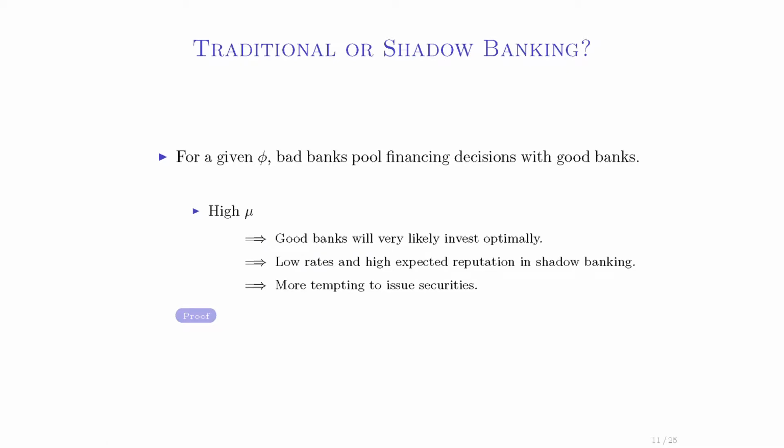When mu is high, good banks will very likely invest optimally. That implies low rates and high expected reputation in shadow banking, and then it's more tempting to issue securities and participate in shadow banking. Let me show you in a picture.